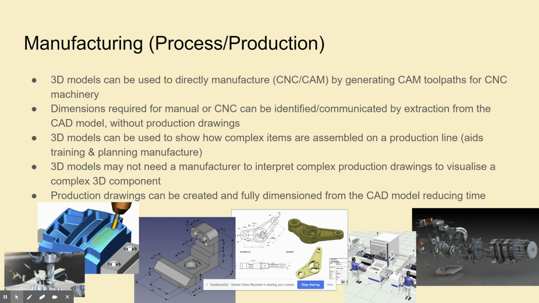But equally, we could export a production drawing directly from a CAD model if we do need to pass on drawings. 3D models can also be used to show how complex items, like this assembly over on the right hand side here, are assembled on a production line maybe, or just from a training point of view or for maintenance. And that can be really useful.